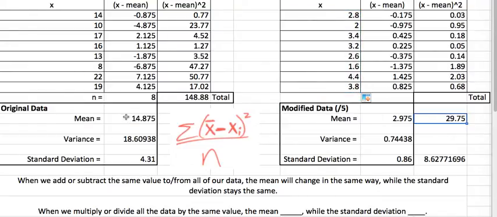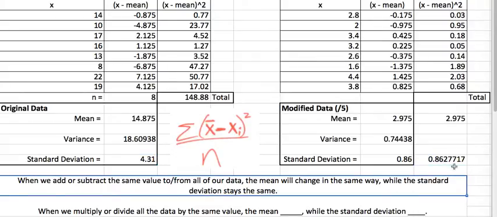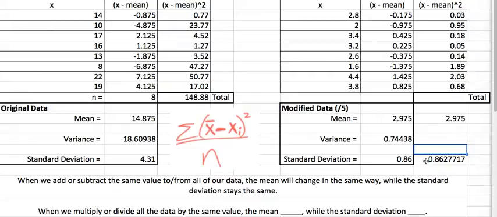And let's see what happens here. Our mean was 14.875, but let's see. If I divide it by 5, what do you know? I get 2.975. And again, my standard deviation has changed. It's gotten smaller this time since I divided. And notice it ends up being divided by 5 from what it originally was as well.